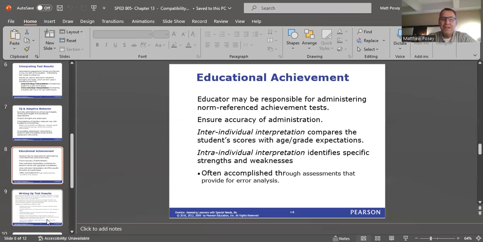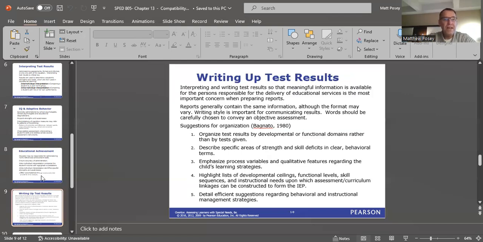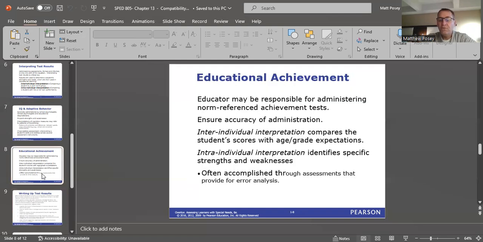Next, we're going to look at their overall educational achievement. Okay, so the educator may be responsible for administering norm reference achievement tests. And we want to make sure that we ensure accuracy of administration. And so I mentioned this in previous Zoom meetings. We have to follow strict protocols when we administer the assessments. We can't just come in there and make adjustments as we go and modify that. We do formal testing. We have to follow the protocols to make sure we ensure accuracy and reliability.